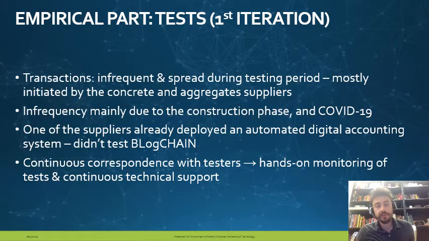So in the first iteration of tests with this proof of concept, the transactions were infrequent and spread during the testing period. They were mostly initiated by the concrete and the aggregate suppliers. This infrequency was mainly due to the construction phase and, of course, due to the COVID-19 pandemic crisis. One of the suppliers already deployed an automated digital accounting system, so they didn't test blockchain, so we had one supplier less. And we had an established continuous correspondence with the testers in order to hands-on monitor the tests and offer continuous technical support.